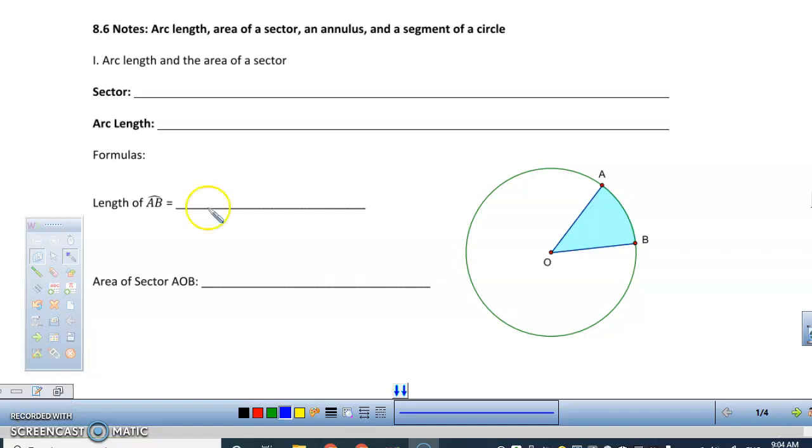Hello, Advanced Geometry. Today we're going to do more calculations with circles. So first of all, a sector is pictured here, this shaded region.